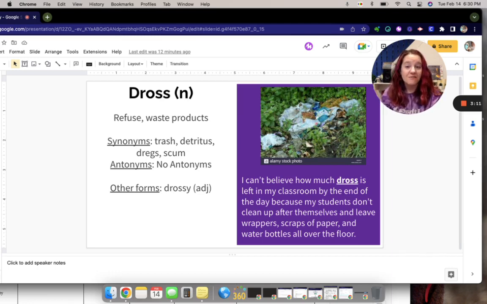There are no antonyms of this word, and the only other form is the adjective form, drossy. So you could describe something that is sort of like trash or waste as being drossy. That picture is a kind of drossy area outside where there's trash that hasn't been cleaned up.